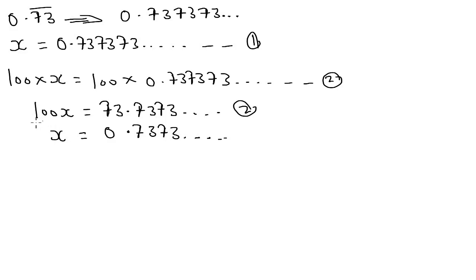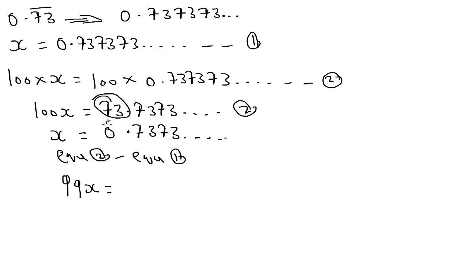Now, we need to subtract the equations. Equation 2 minus equation 1. So 100x minus x gives us 99x, and this will be equal to, now subtracting this, we have to be careful. We subtract whole number from whole number and decimal fraction from decimal fraction. So 73 minus 0 is still 73. So we have 73 point, and the decimals entirely cancel out, and what is left over is 0.